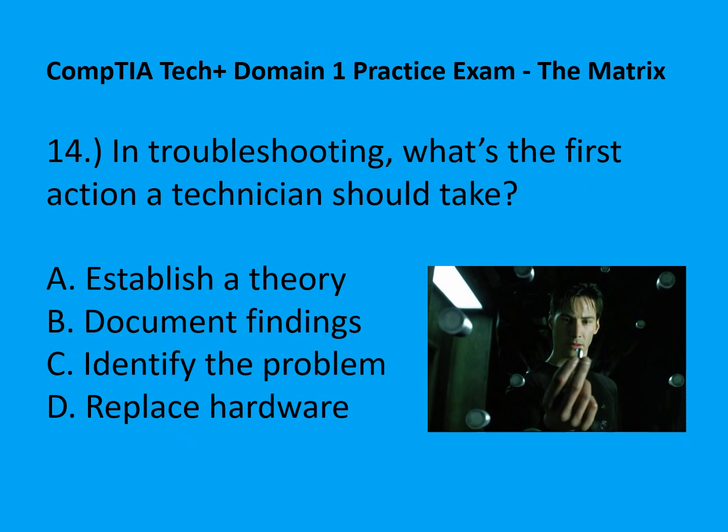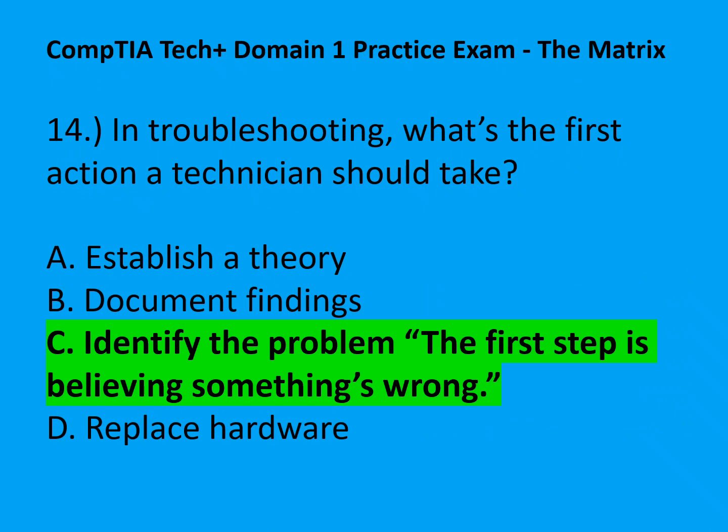Question 14. In troubleshooting, what's the first action a technician should take? A. Establish a theory. B. Document findings. C. Identify the problem. D. Replace hardware. The correct answer is C. Identify the problem. Remember, before Neo escapes the Matrix, he notices the glitch. Problem identified.